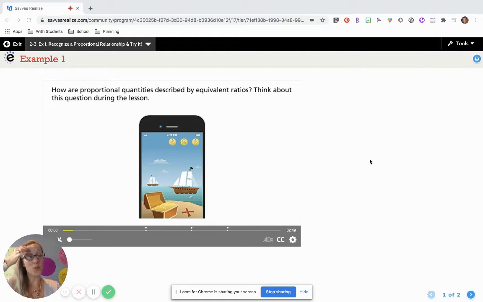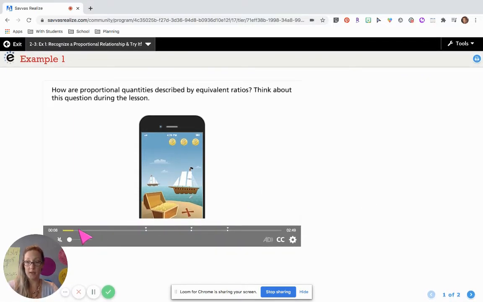All right, so today we're going to be talking a bit more about proportional relationships. We're going to be talking about how proportional quantities are described by equivalent ratios. So two ratios that are the same, like 1/2 being the same as 4/8 or 3/6. 1/2 is the same as 3/6. Okay, so that's what we're going to be working with.